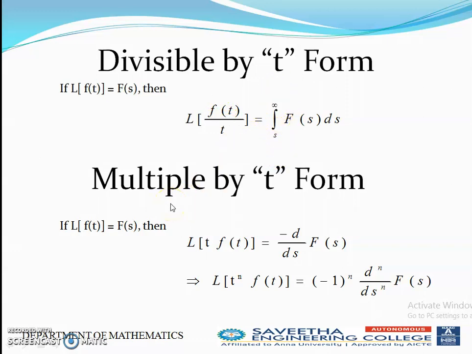Next one is the multiple by t form. If L of f of t equals F of s, then L of t into f of t equals minus d by ds of F of s, that is capital F of s.